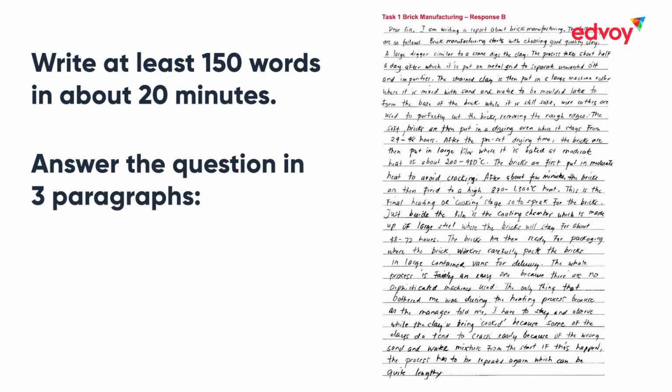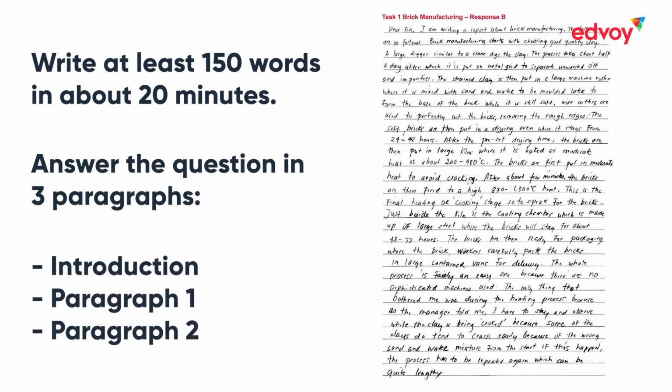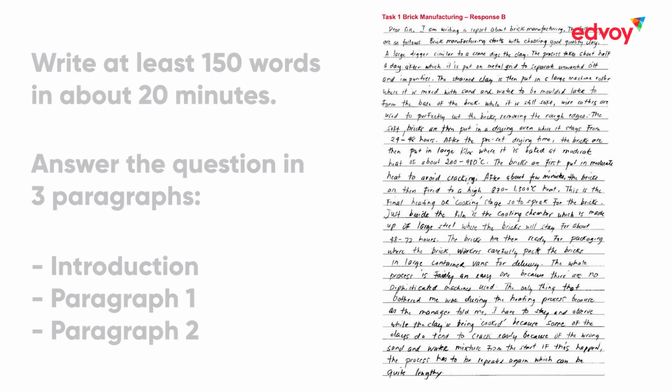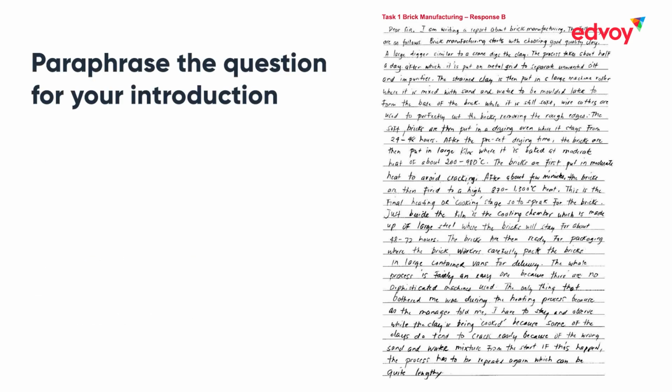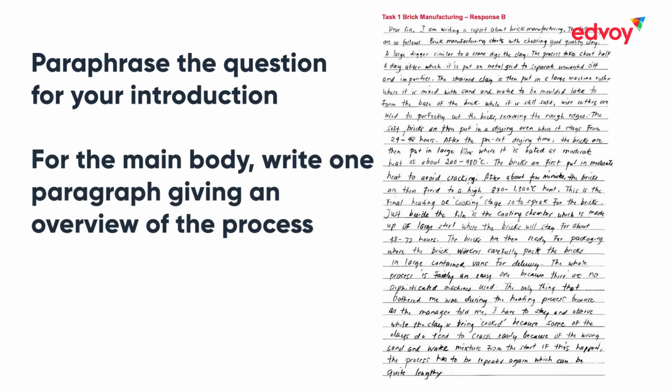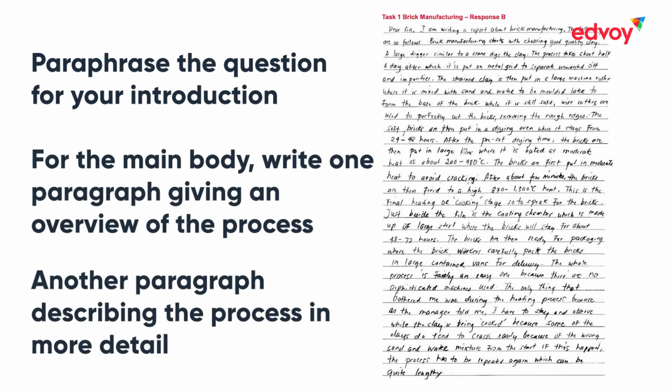You should be able to answer this question in 3 paragraphs, an introduction and 2 main paragraphs. As in other Writing Part 1 questions, paraphrase the question for your introduction, and for the main body, write 1 paragraph giving an overview of the process and then another paragraph describing the process in more detail.